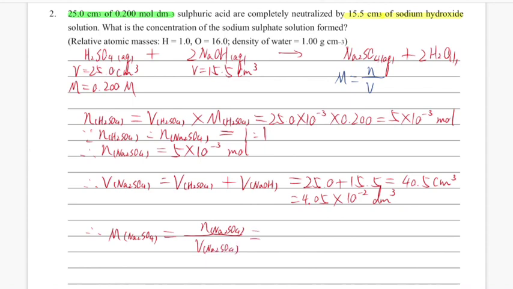So it should be 5 times 10 to the power of minus 3 divided by 4.05 times 10 to the power of minus 2, which equals 0.12 molar.